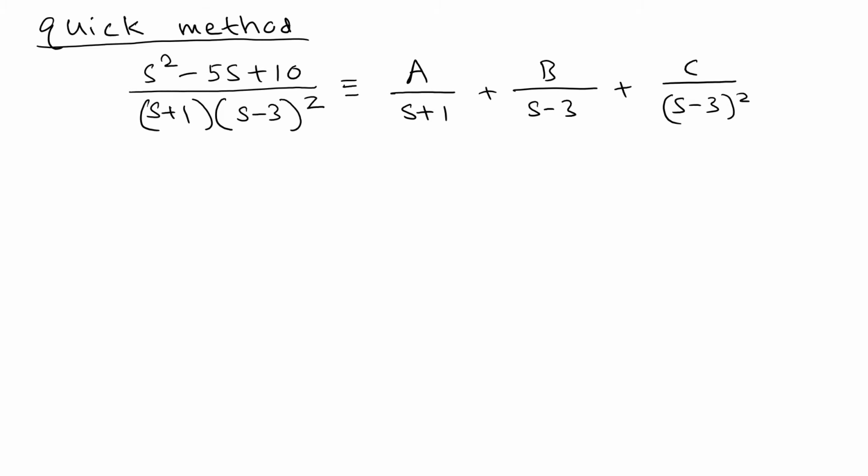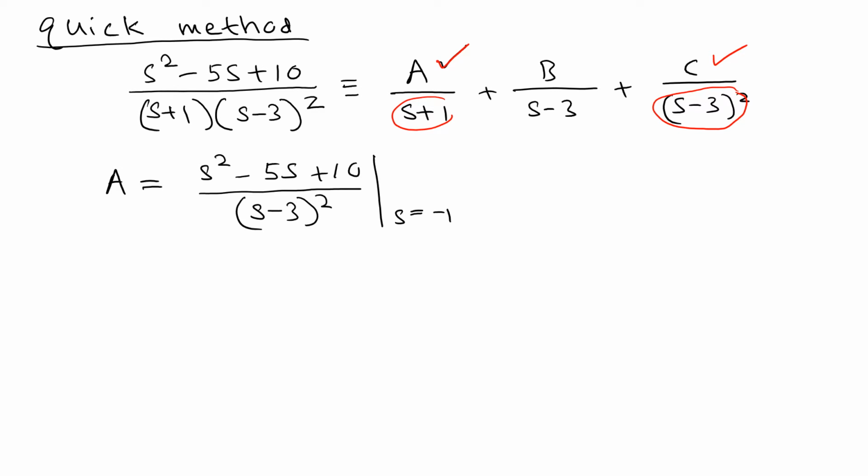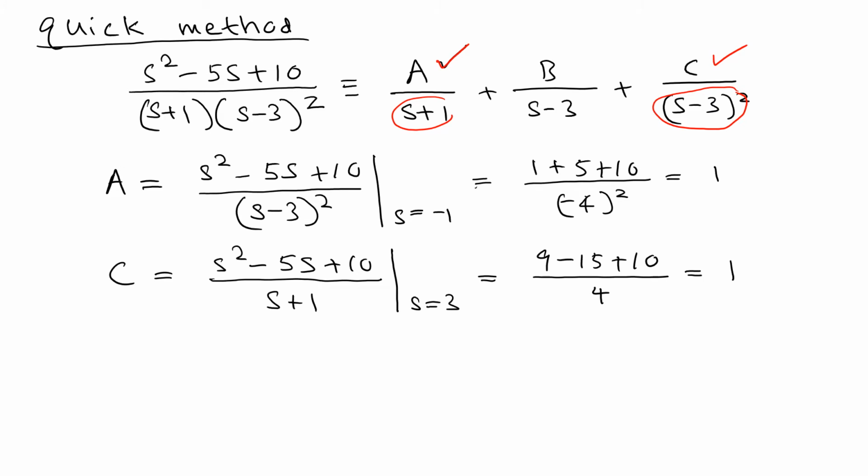You can see that you can use the cover-up method to find A and the largest one. Largest one means C. So you can find these two using the cover-up method like this. So A equals 1, and then similarly you can find C also. So you get C equals 1 also. Now the question is how to find B.